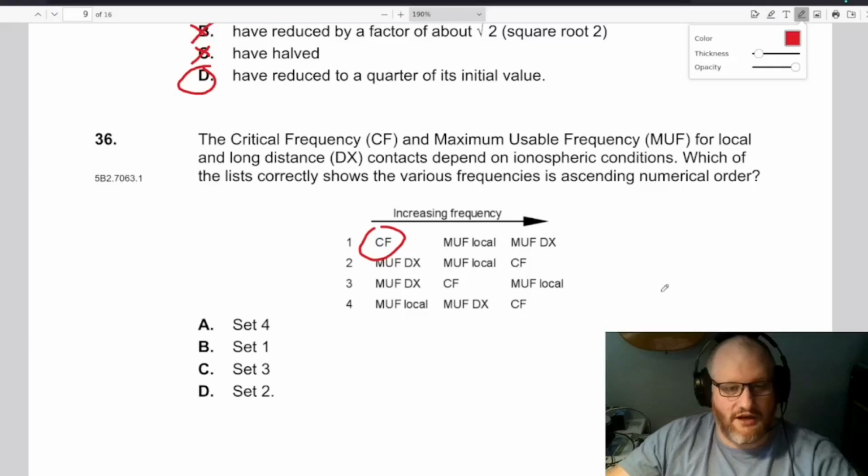So let's go and take a look at our answers. We're looking for the critical frequency first, which we've got here. We're then looking for the maximum usable frequency for DX contacts last, with the maximum usable frequency for local contacts in the middle. And these questions are always a bit tricky, because this isn't answer A, this is actually answer B. So I believe the critical frequency is going to be the lowest one, the maximum usable frequency for DX is going to be the highest one, and that leaves us with answer B.